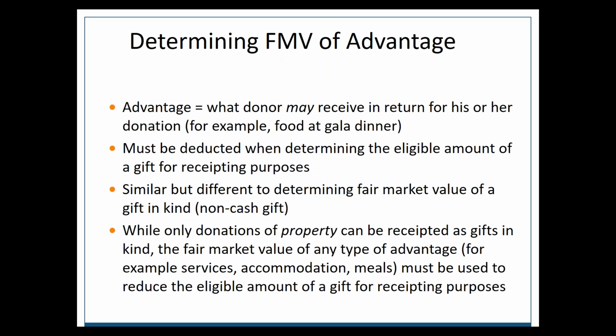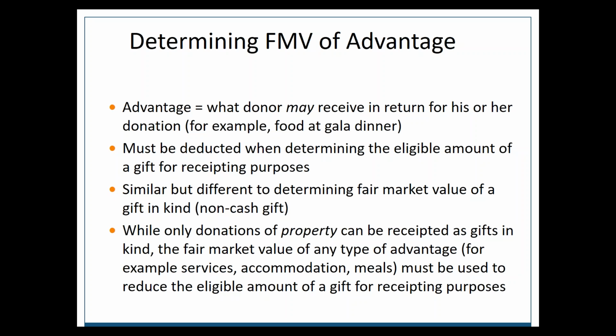Another thing is that advantage is what the donor may receive in return for his or her donation. For example, food at a gala dinner. If someone comes to a gala dinner and they're not particularly hungry because they ate 2 hours before, so they don't eat much, they don't get a bigger receipt, because it's not about what they ate, it's about what they could have eaten. If you're handing out a book to everyone at the gala dinner, you need to subtract it. Now, if a person is not interested in the book and they don't take it with them, they don't get a higher receipt. They had the opportunity to take it.